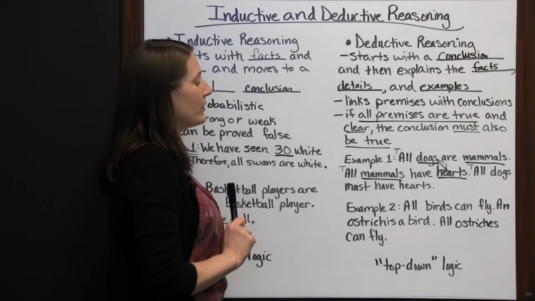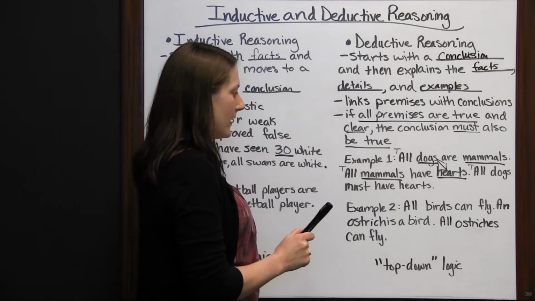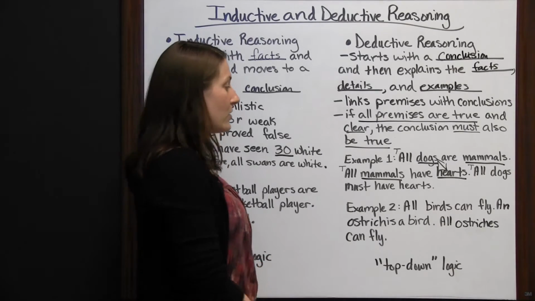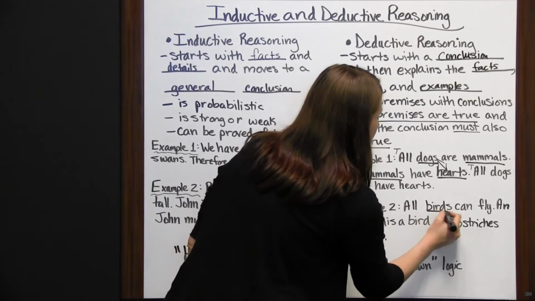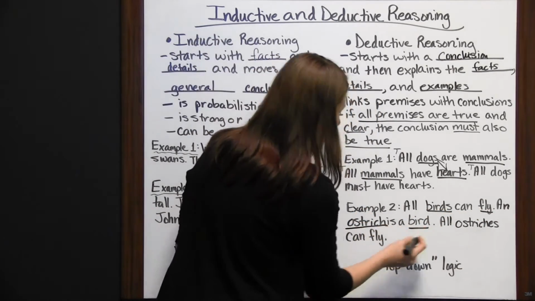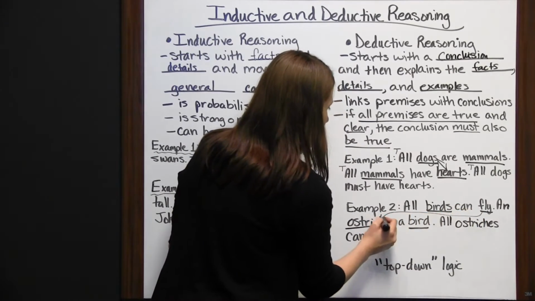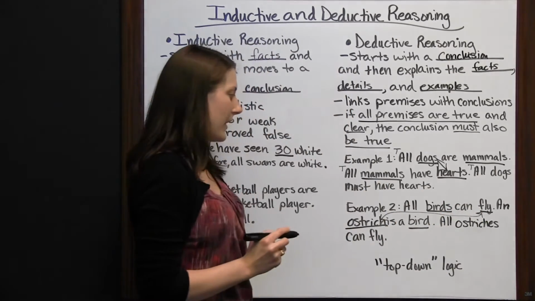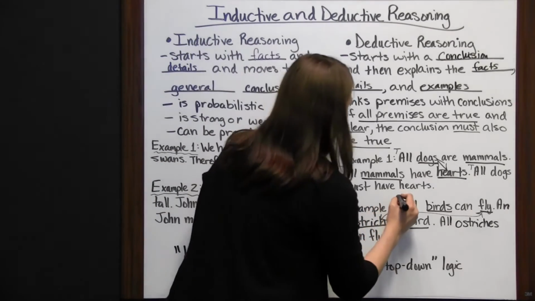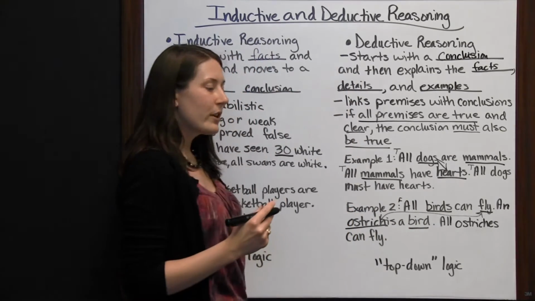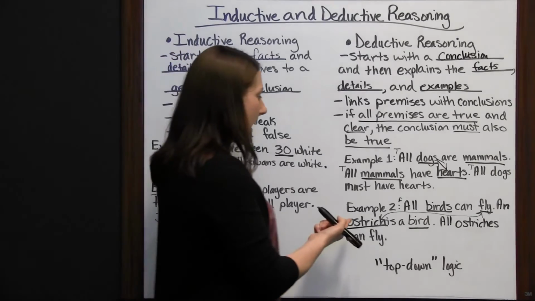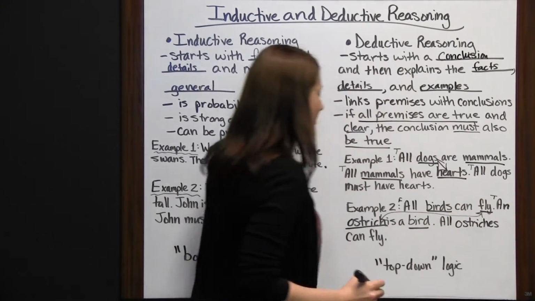Now let's look at example 2. All birds can fly. An ostrich is a bird. All ostriches can fly. So we use the fact that we know all birds can fly and an ostrich is a bird to tell us that an ostrich must be able to fly. So let's look at each of those statements. All birds can fly. Well, that one is false. There are actually about 40 different species of birds that can't fly or are called flightless birds. An ostrich is a bird. Well, that one's true.